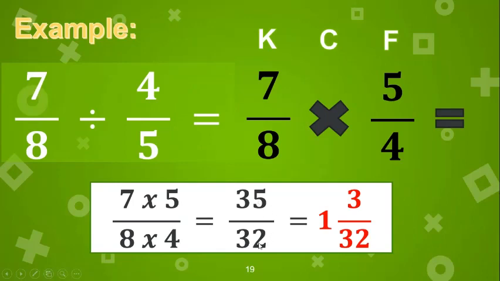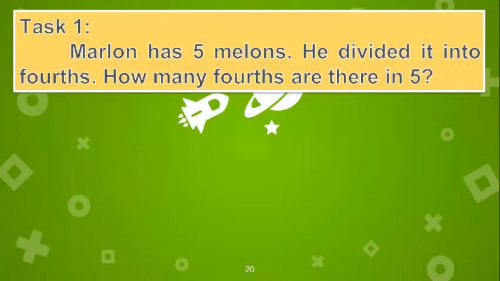And 35 over 32. Yes, it is improper fraction. So we need to change that into mixed number. So 35 divided by 32 gives us a quotient 1, a remainder 3, and of course the denominator, which is 32. So 3 and 32 don't have any common factors. So meaning to say our 1 and 3 over 32 is already our final and simplified answer. Do you have any questions? So let's have more examples so that you are going to master this lesson.